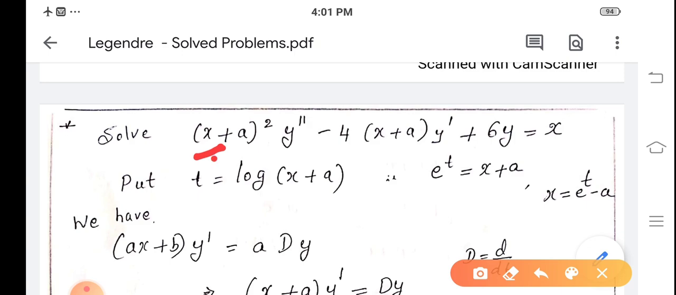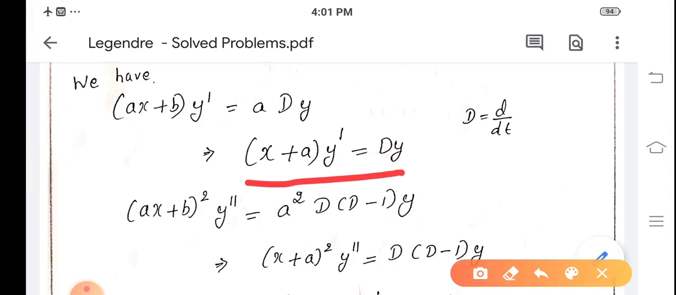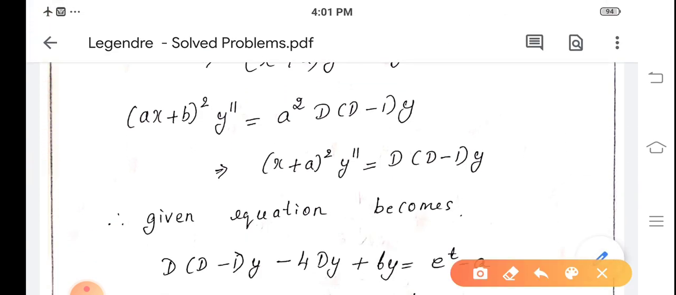In place of a, we have 1. So, if you replace a by 1, it becomes (x plus a) y dash equal to 1 into Dy. That will be Dy. Similarly, in the next formula, (ax plus b) whole square y double dash is a square D(D minus 1)y. And we have a value is 1. So, when you replace a square, it becomes 1. So, it will be (x plus a) whole square y double dash equal to 1 into D(D minus 1)y. That is same as D(D minus 1)y.